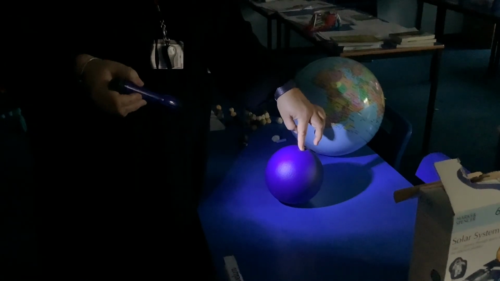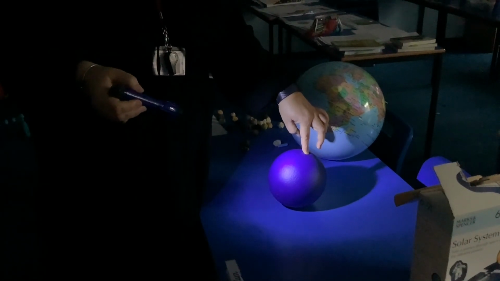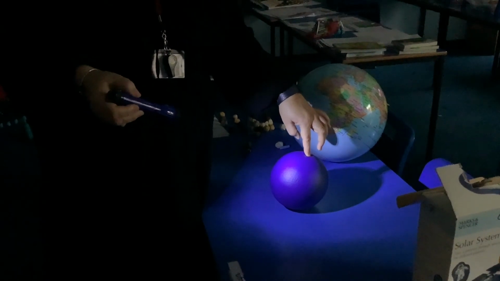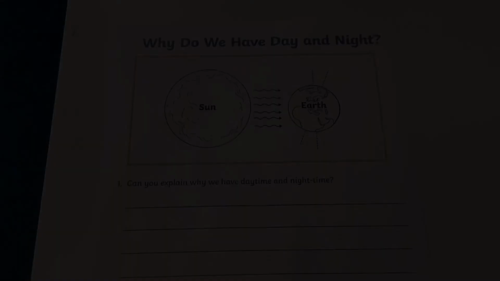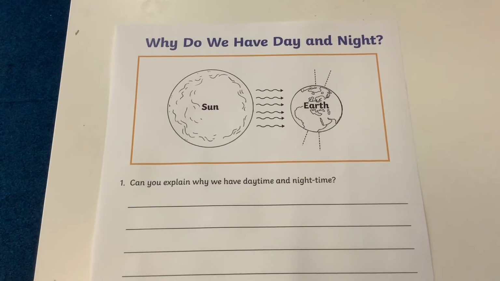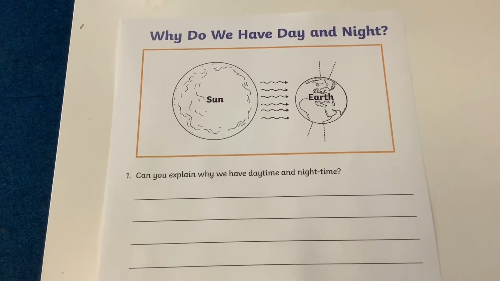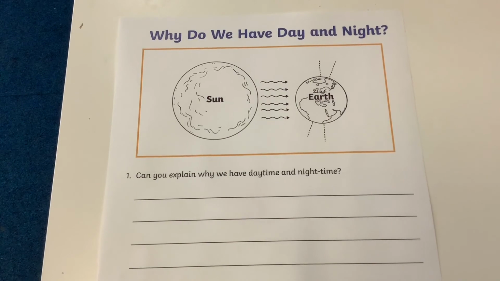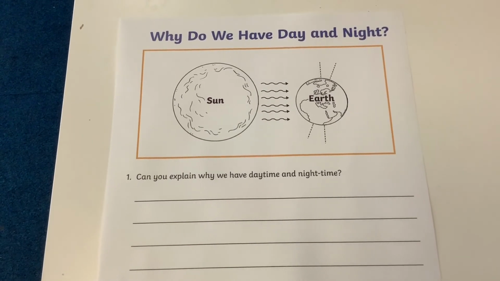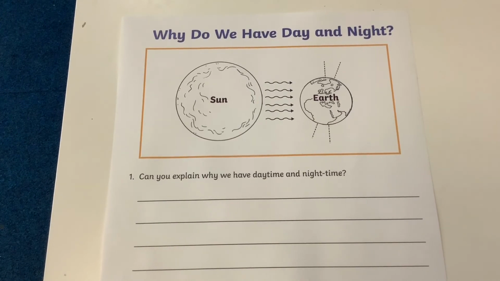So I'd love to see your videos or your photos of how you've shown that you know that it's the sun that stays still and the earth moves to create day and night. So once you've done your experiment and you've had your torch and you've got a ball, I want you to complete this sheet, which will be in your pack. But if not, if you haven't collected your pack or you can't find it, you can write this up in your book. So the question is, why do we have day and night?